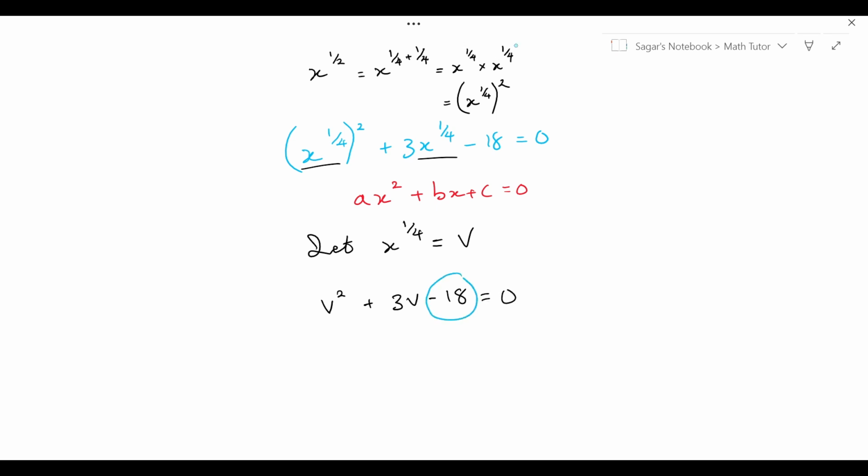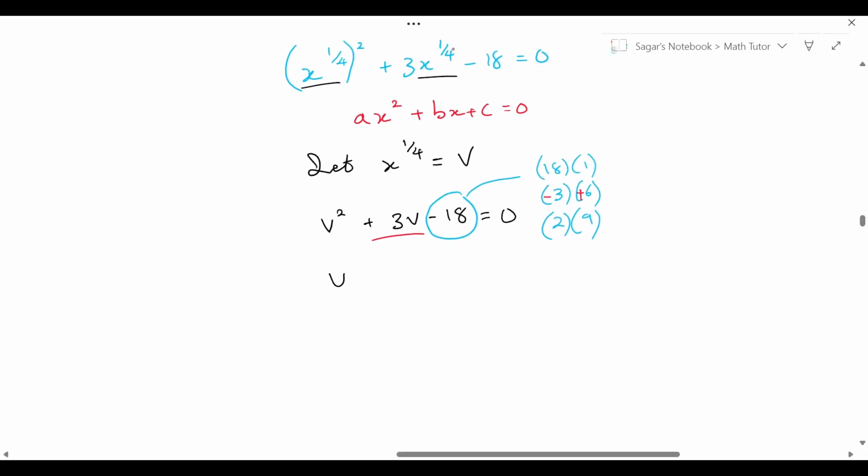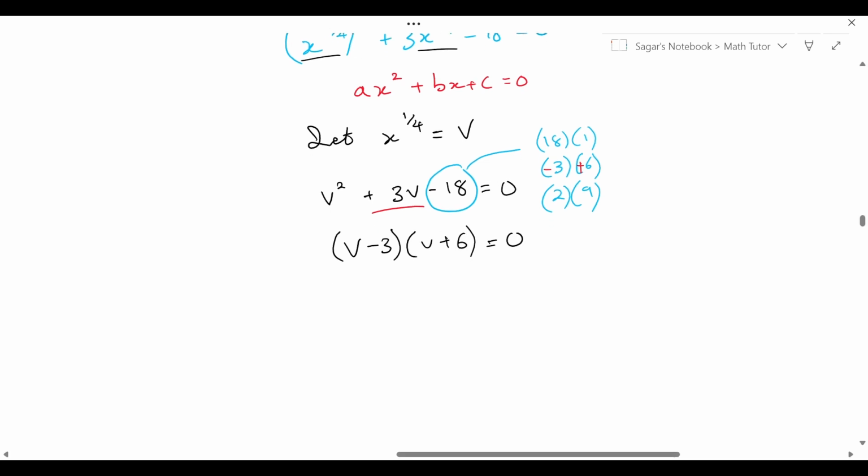Now we need two terms that multiply to give us 18. We have 3 and 6, 2 and 9. In this case, it will be 3 and 6 because when they add, they give us positive 3. So we need positive 6 and negative 3. Therefore, v minus 3 and v plus 6 is equal to 0. Therefore, v is equal to 3 and v is equal to minus 6.